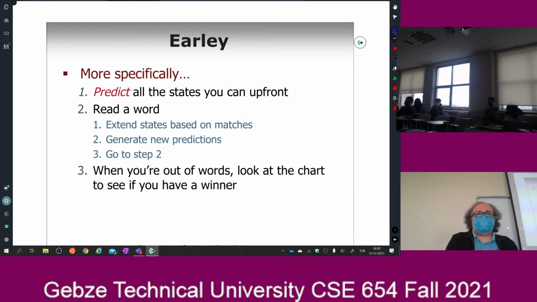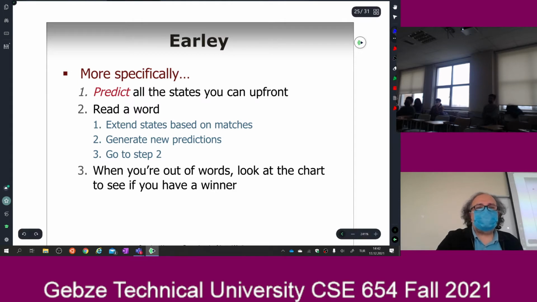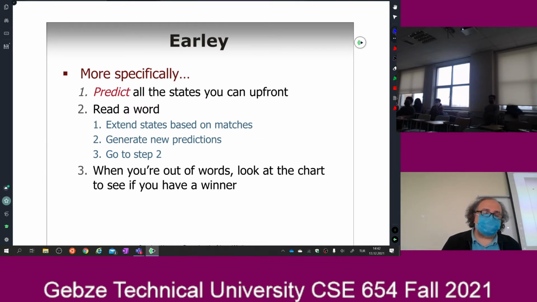More formally written: at the beginning, predict all the states you can up front. Read a word, extend the states based on the matches, generate new predictions, go to step 2. When you are done with all the words, you look at the chart to see if you have a winner. You have an S start symbol at the last box of the table. So let's look at this one.